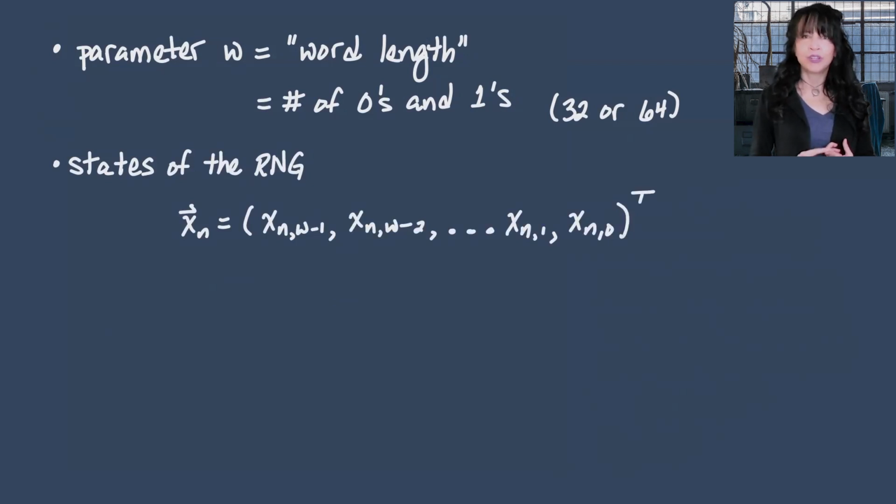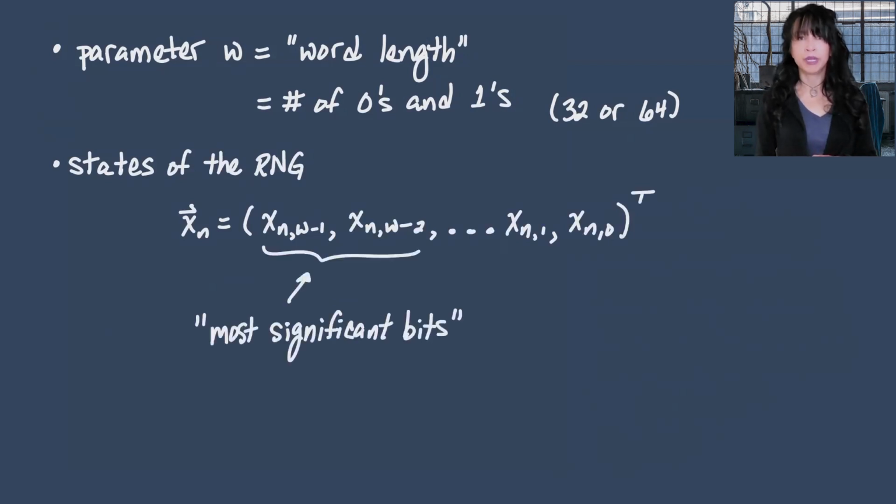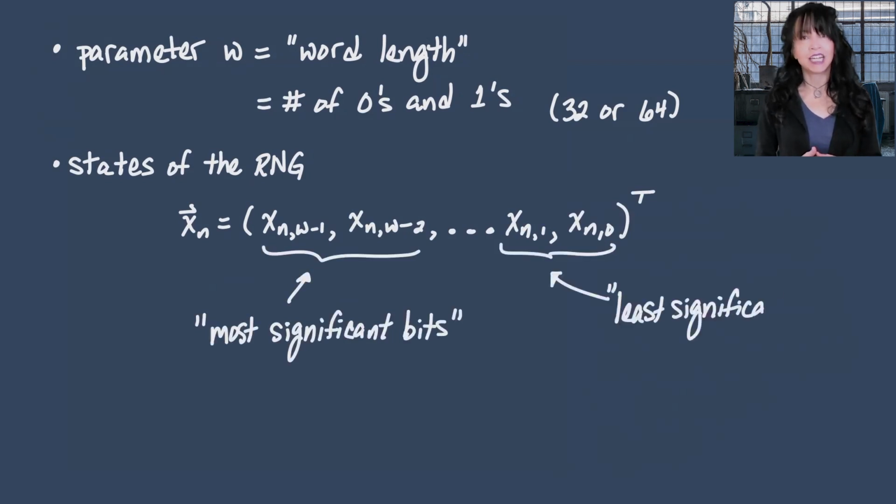And the other is we're going to count down from left to right here. So the x_n vector is going to be x_{n,w-1}, x_{n,w-2}, all the way down to x_{n,0}, and then that thing transposed. These are the ones and zeros. The ones and zeros on this left end here are known as the most significant bits of the number, and the ones and zeros down on this right end here are known as the least significant bits.